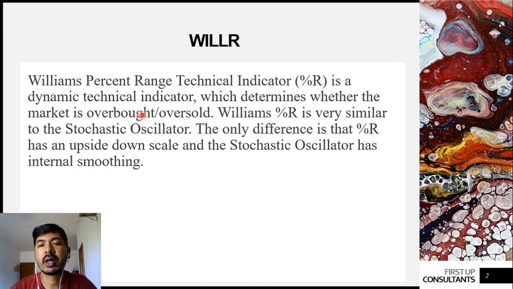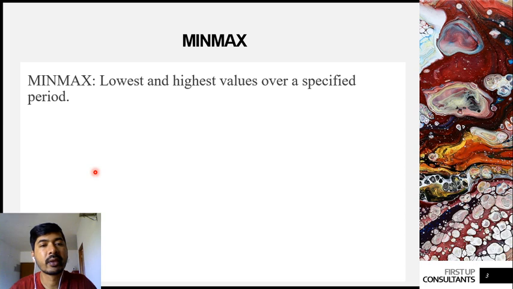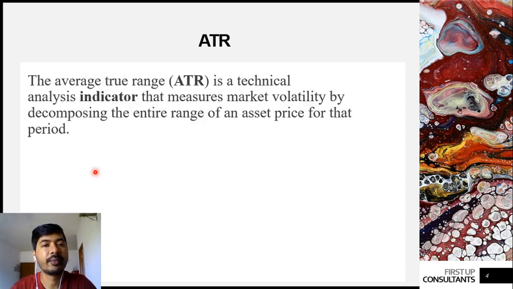The Williams R indicator is just like the stochastic, but here the difference is that Williams percentage R has an upside down scale, and all the values are in negative terminology. And of course, there is also the absence of internal smoothing, but apart from that, it's pretty handy, and if we work with it, you will see the min max and the average true range, the volatility gauge.